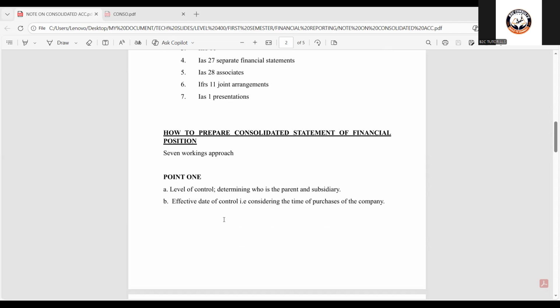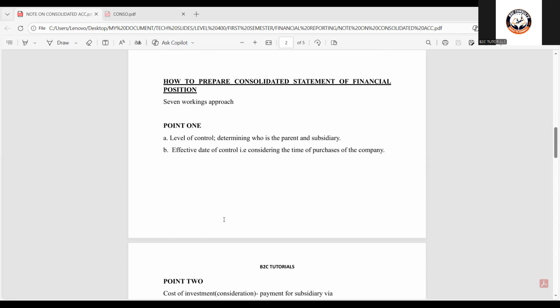It is not a must to follow this seven-step approach, but it will be very beautiful if you can go according to the seven approaches that I have here. Your lecturer may have another approach, but it will make your work organized if you can follow the seven-step approach that I have. Now, the first step is to determine the level of control and then look at the effective date of control in the question.